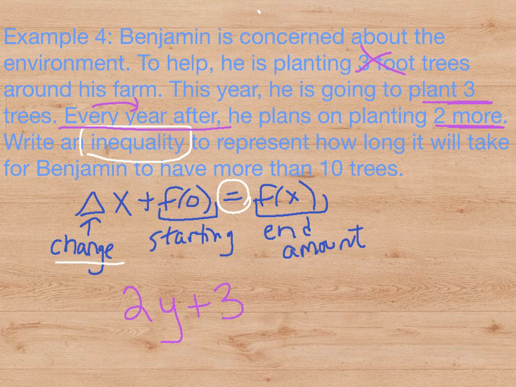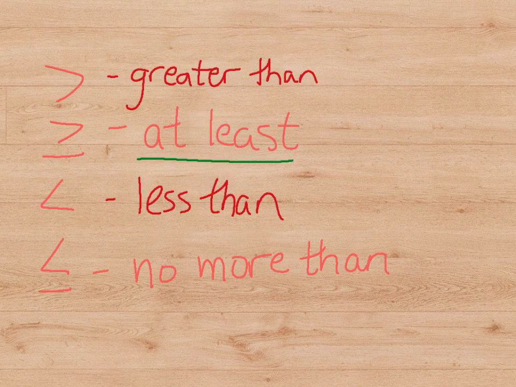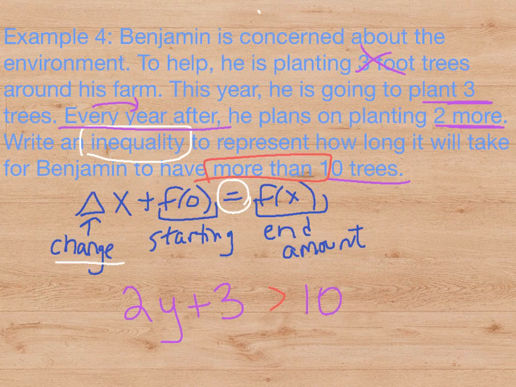And my ending amount that I want, here at the end it says, to have more than 10 trees. So that 10 is going to be my ending value. The last step we need to do is figure out what symbol to put in the middle. So if we look for the words, it says more than. Well, another way to say more than is greater than. Greater than, more than, bigger than. So we are going to use the greater than symbol right in between those two. And there's my ending inequality for this situation.